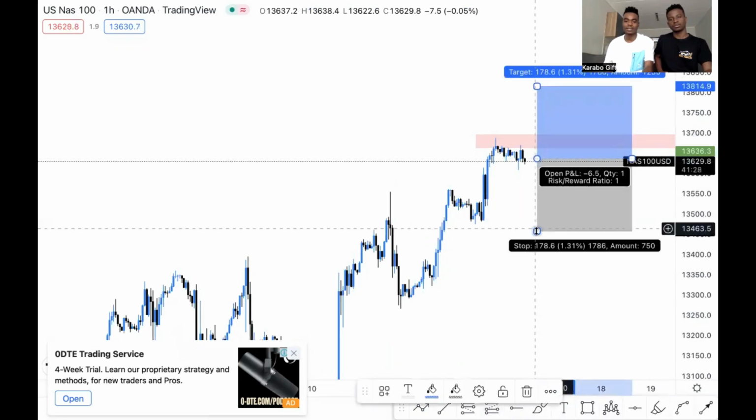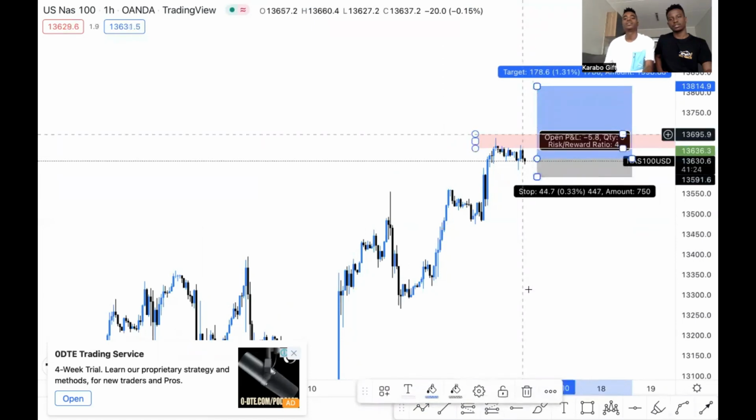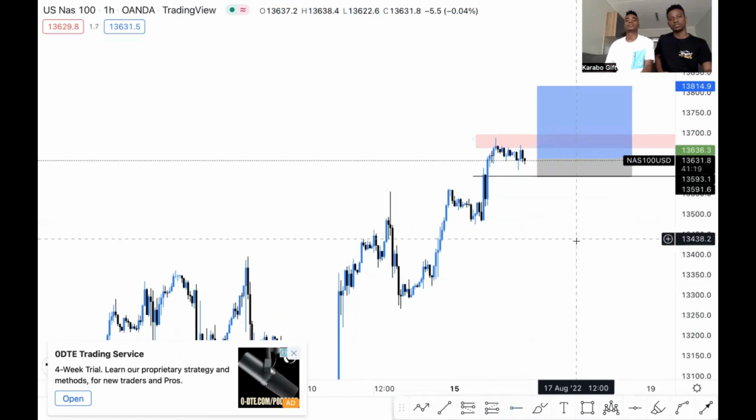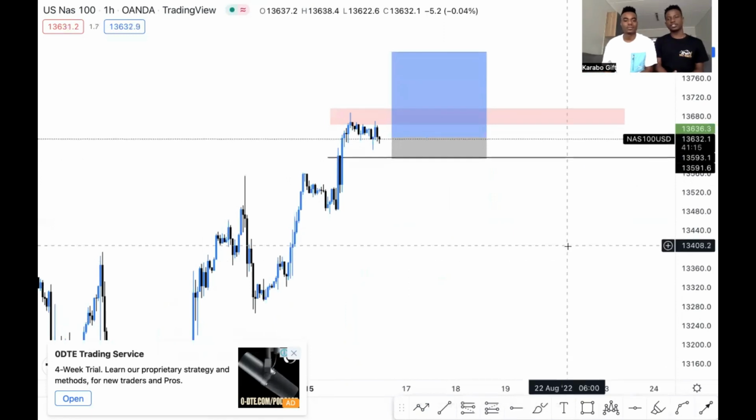It's going to be buy, let's say from this point. Makes sense? Understand? It's going to be our turning point of the market. That's how it is. So guys, that's how it is, understand? So it makes sense. That's Nasdaq for you guys.